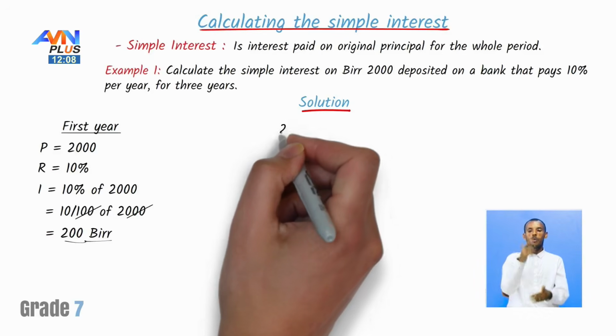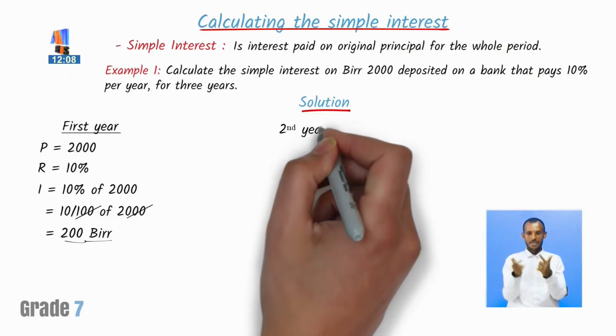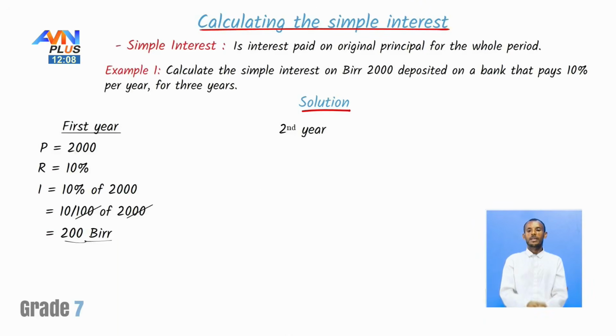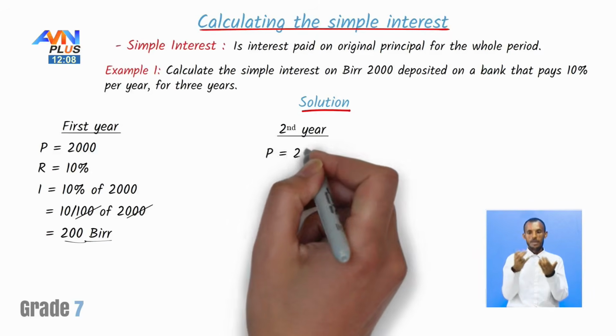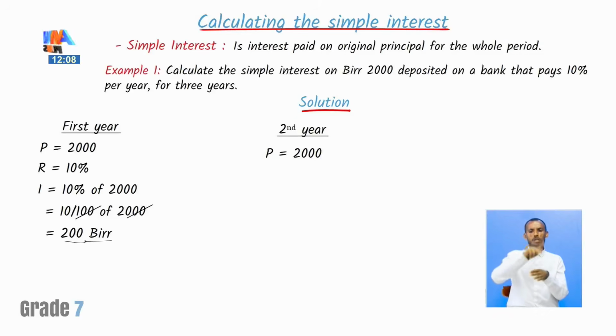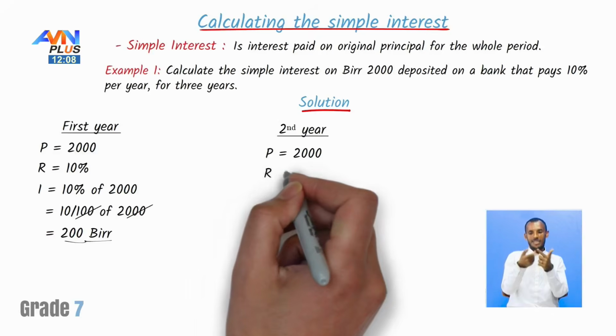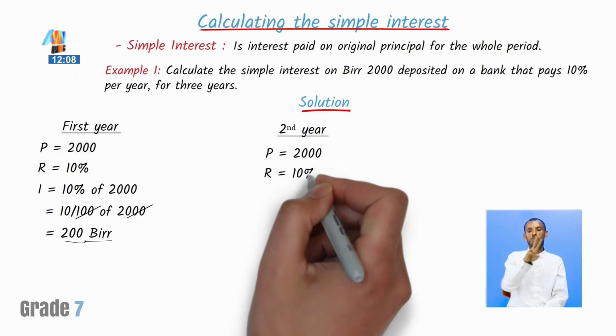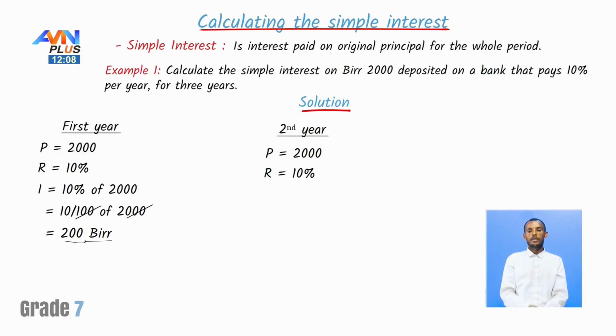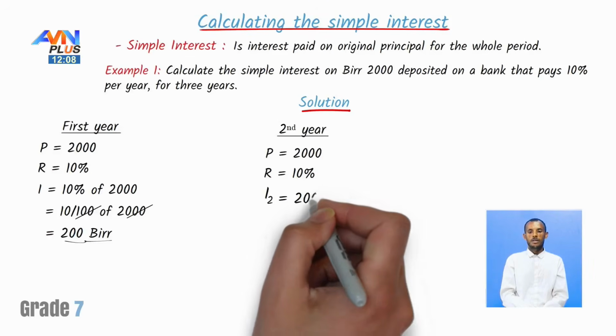So, what will be the interest for the second year? The interest for the second year is also the same. Since it is simple interest, the interest will be paid on original principal only. Therefore, for the second year, the principal is the same. It is 2,000. And the interest rate is 10%. Therefore, the interest for the second year will be 10% of 2,000 as we calculated here, which is also 200.